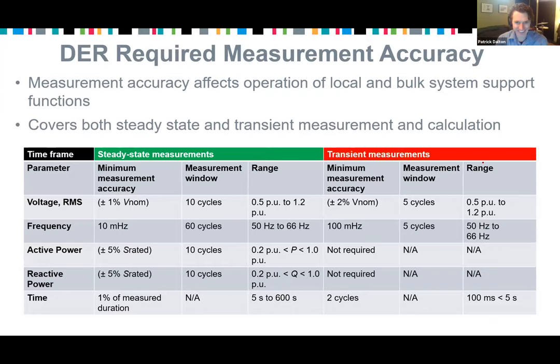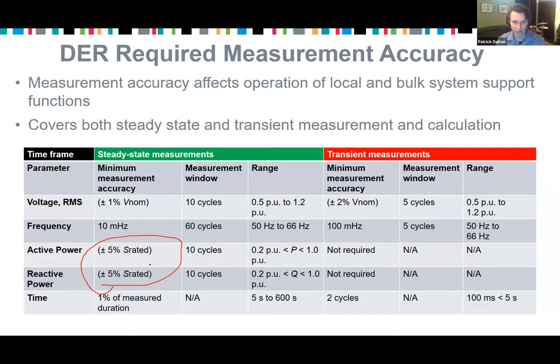And then also related to what's being measured is how accurately these quantities are being measured. And so this is a new aspect that was introduced in IEEE 1547-2018 to require certain measurement and calculation accuracy for both steady state and transient conditions. I would just point out, without going into individual numbers, look at the types of numbers that are included, a plus or minus 5% for active power and reactive power. I mean, we're not talking about super accurate responses here. And for distribution and DER, that's probably okay.